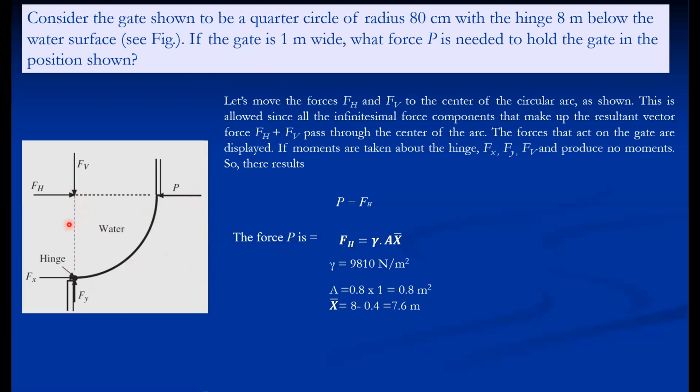So x bar is exactly the mid of this, so the midpoint is 0.4. The hinge is at a distance of 0.8 meter from the free liquid surface. So 8 minus 0.4 gives us x bar. So the x bar value is 7.6 meter. All three values are known to us, so we can calculate Fh. This much force is required: 59.645 kilonewton is required here to keep the gate closed.